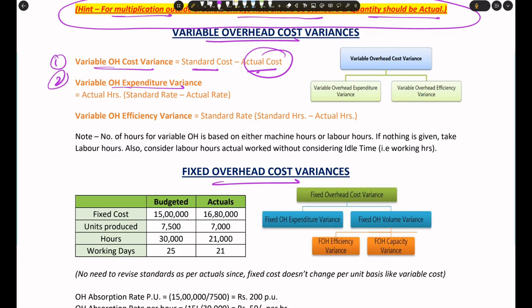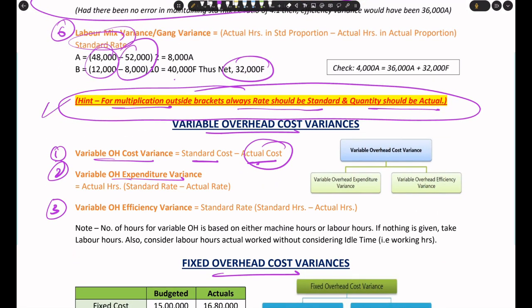First is this, second is this, and third is this. For expenditure variance, we will be changing the rate. When we change the rate, we keep something outside, so actual hours will be outside. Just remember this hint. This hint is very powerful. It will help you to not make any mistake in the standard costing question.